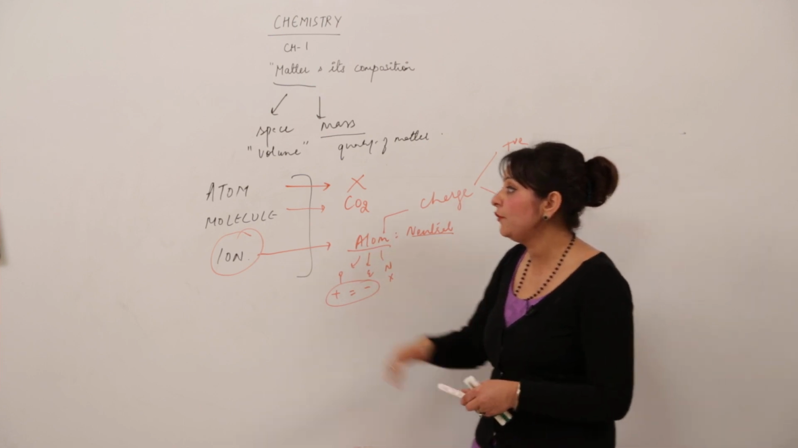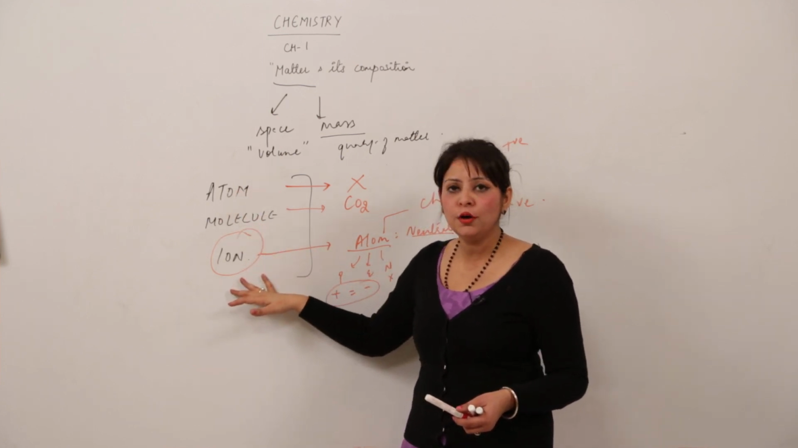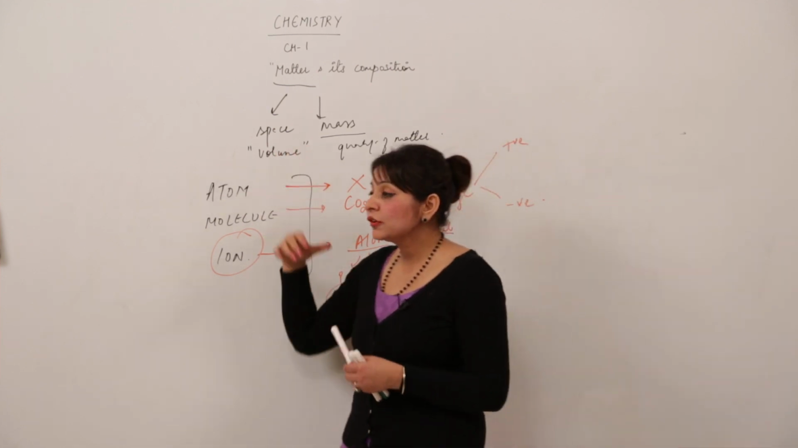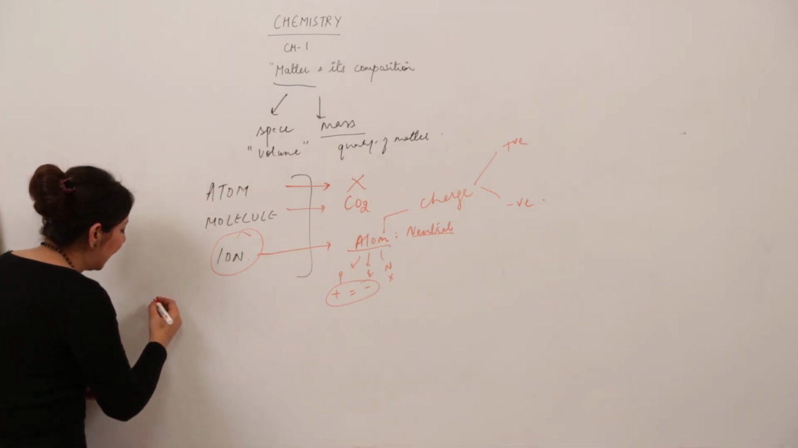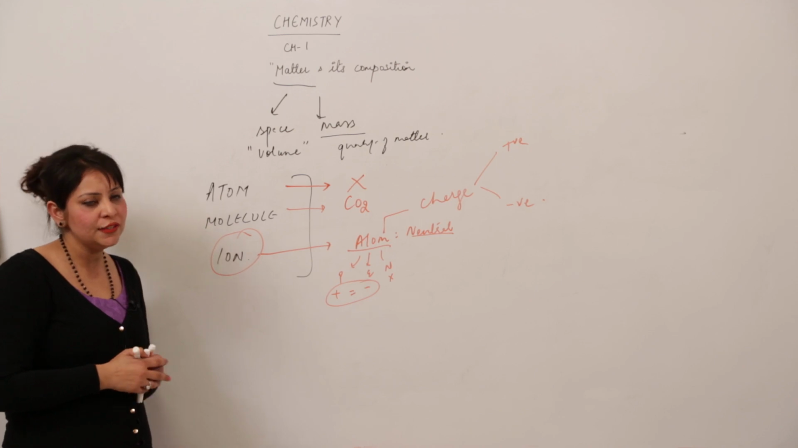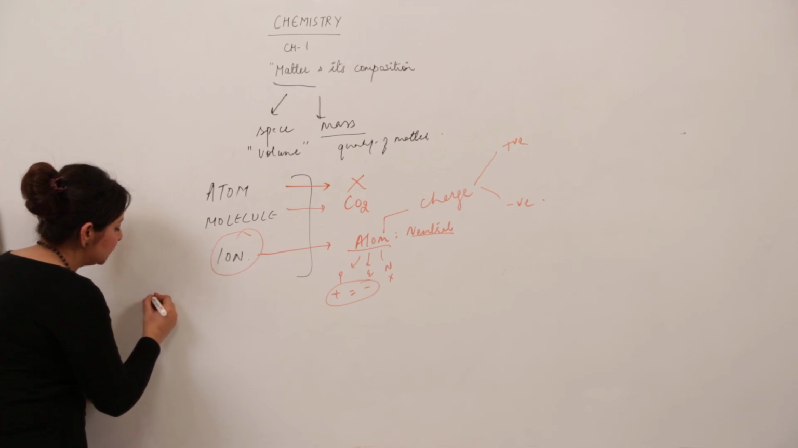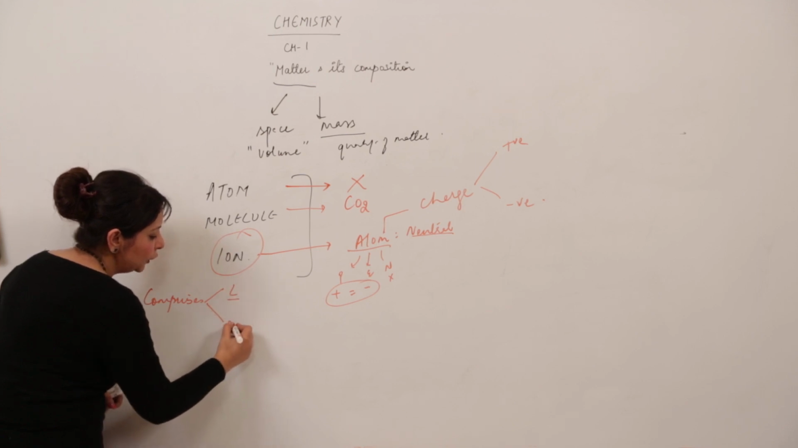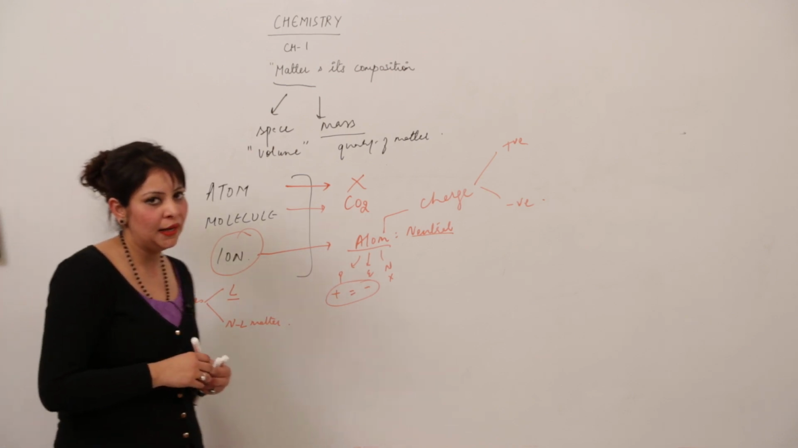So matter can be formed of atoms, molecules, or ions. These are the three constituents of matter. Now the question comes, how can we feel the matter? Matter can be perceived by any of the physical senses like touch, smell. By the physical senses we can feel the matter. And what does it comprise of? Matter comprises living and non-living matter.